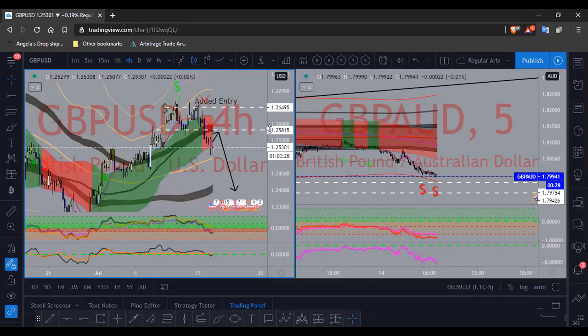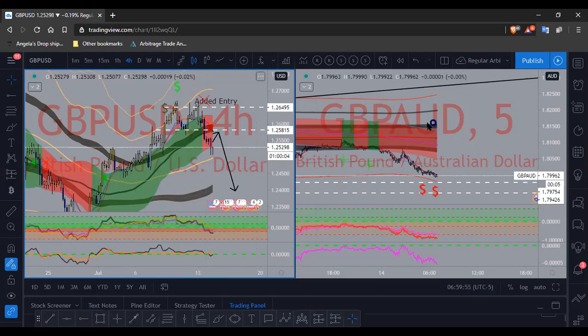GU, I still want this to happen. If I'm going to get into GU, I'm glad I actually took more partials down here. If I want to get back into GU, I still need to see price come back up and retest this RSI line at 1.25800. I need to see it retest that level and then drop. So nothing's really changed for me on GU.